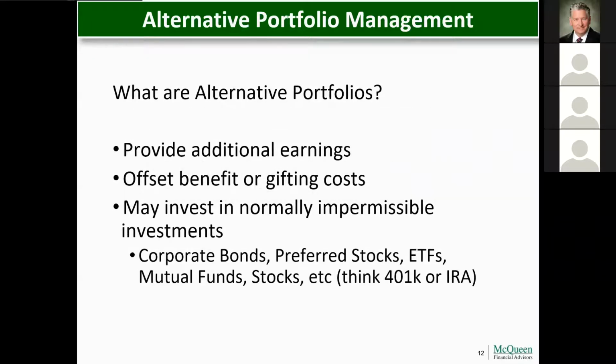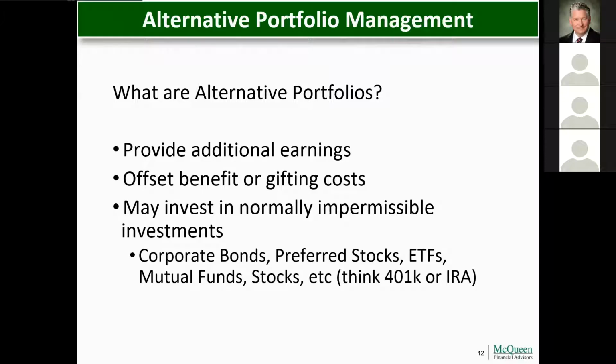Okay, so what are alternative portfolios? Primarily, the whole purpose of these accounts, both of them, is to provide additional earnings to the credit union. Those earnings are really divided into two different subcategories. You're going to either have additional earnings to offset benefit cost, we'll get into some of those specifics in a little bit, or to offset your gifting costs. Either way, we're offsetting costs, which is positive for margins. A very, very relevant topic.